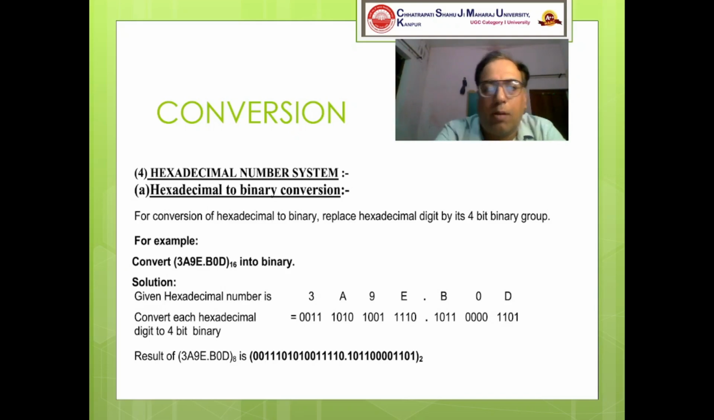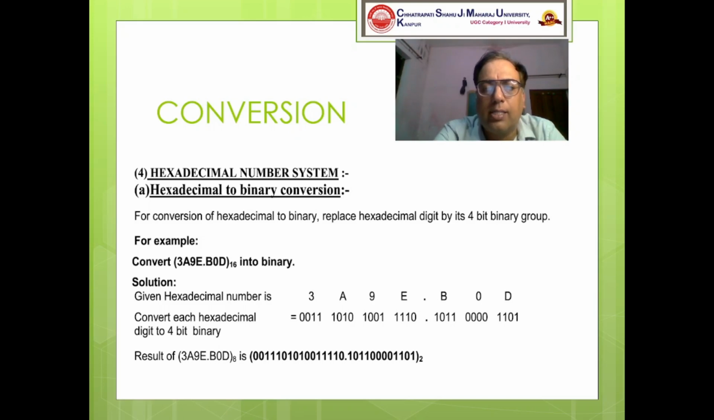Now, let us come to the next number system, hexadecimal. I am going to convert the hexadecimal number system to binary, hexadecimal to decimal, and hexadecimal to octal. Hexadecimal to binary is again very simple. If there is any hexadecimal number, consider each hexadecimal digit and convert it into a 4-bit binary. For example, here 3A9E.B0D.